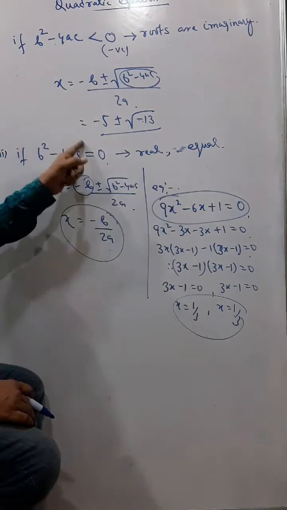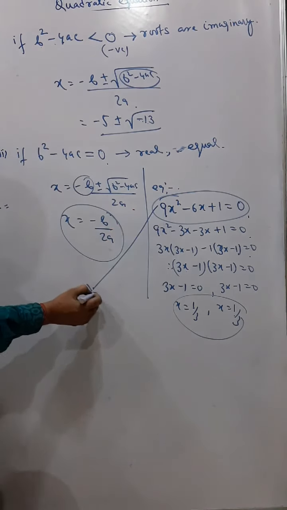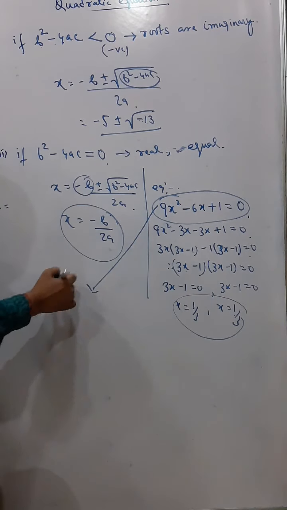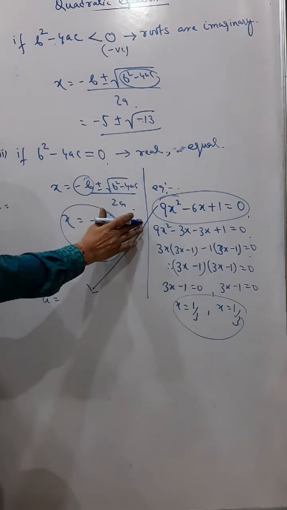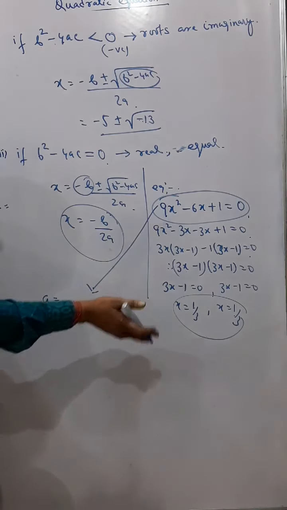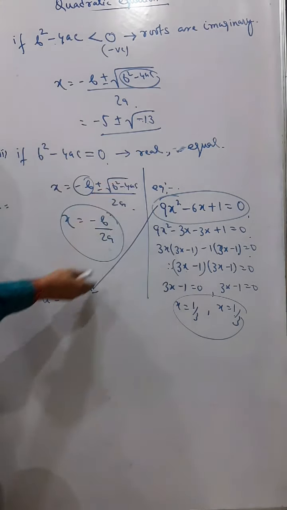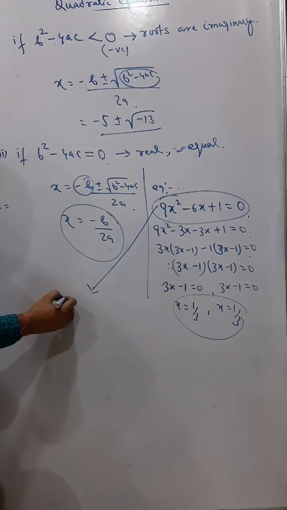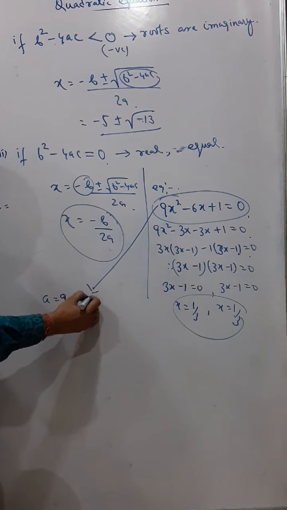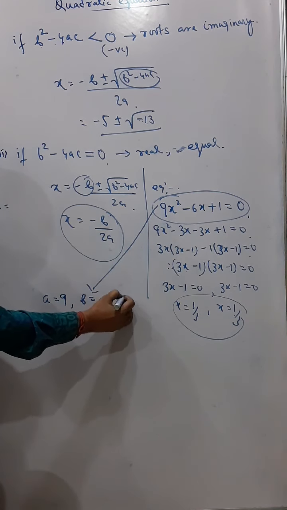We will find the value of b square minus 4ac. Suppose they ask you what is the nature of the roots. For the nature of the roots, I am repeatedly telling you, you don't have to solve it. You can just find the value of the discriminant. See how. Here a equals 9, b is equal to minus 6, c is equal to 1.